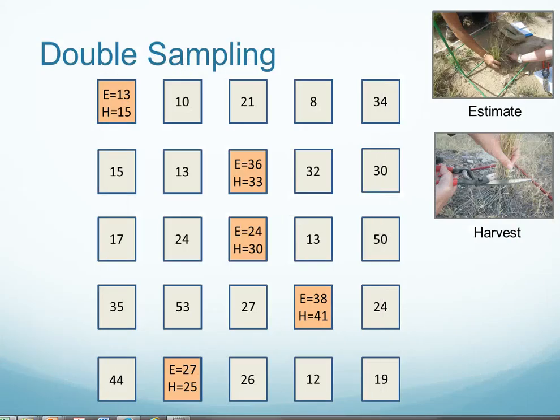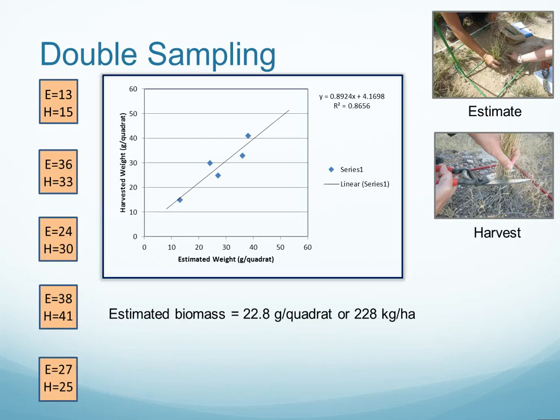Okay, so coming back here now, if we look at what this resulted in from double sampling, we can see that based on those 25 quadrats that we estimated and the 5 quadrats that we harvested, we have an estimated biomass of 22.8 grams per quadrat, or 228 kilograms per hectare. And we were able to determine this by using regression analysis.